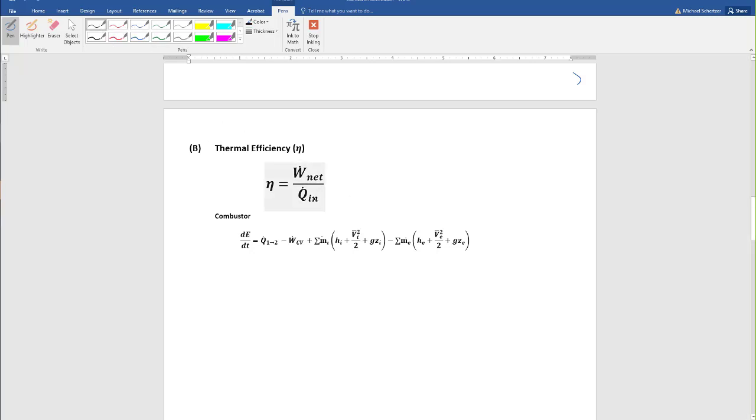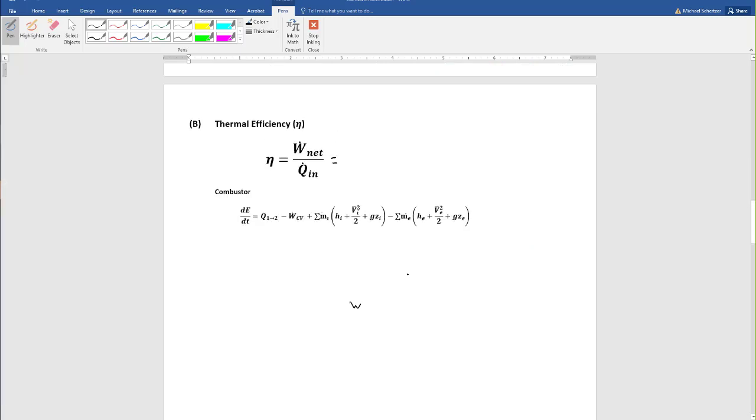So what's great about thermal efficiency is that this is going to be little w dot net. If little w dot net is equal to big W dot net over m dot, and little q dot in is equal to big Q dot in over m dot, then I can say this is equal to little w dot net times m dot divided by little q dot in times m dot. I can cancel out these mass flow rates. What I find out is that it doesn't matter what the mass flow rate is if what I'm looking at is the thermal efficiency, because all of these mass flow rates are the same.